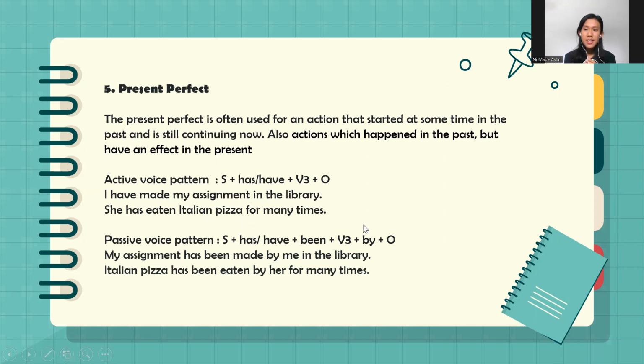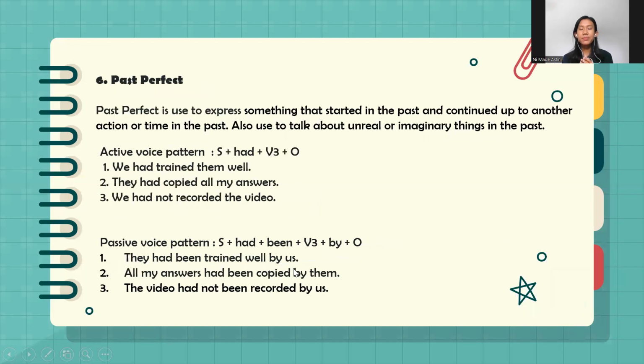When you want to change it into a passive voice, you need to put the object as the subject, okay, and then plus has or have been plus verb 3 plus by plus object. My assignment has been made by me in the library. And then number 2, the Italian pizza becomes the subject. Italian pizza has been eaten by her many times.